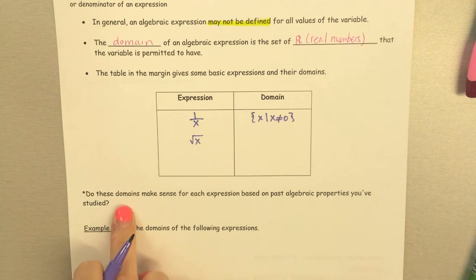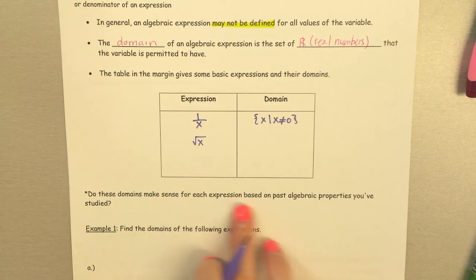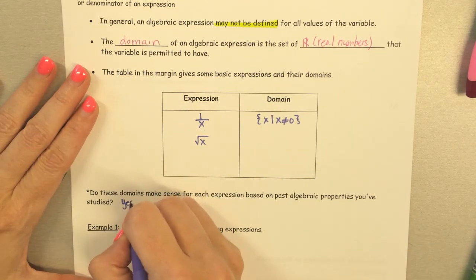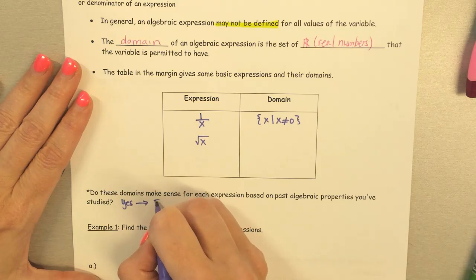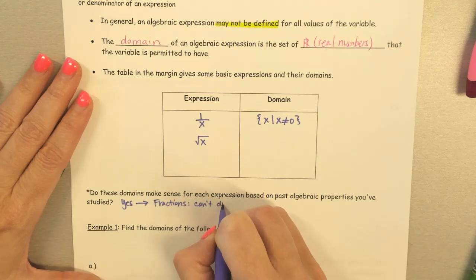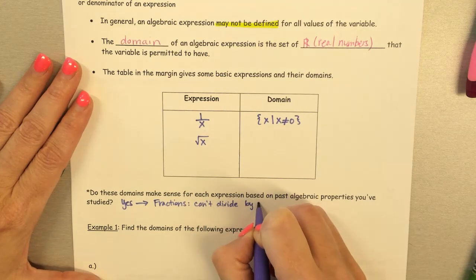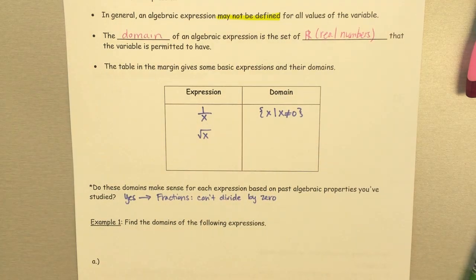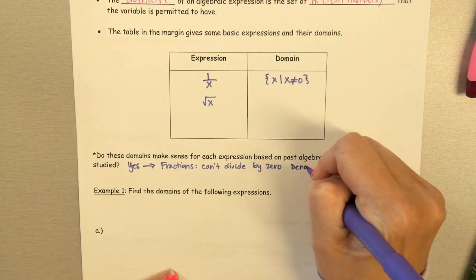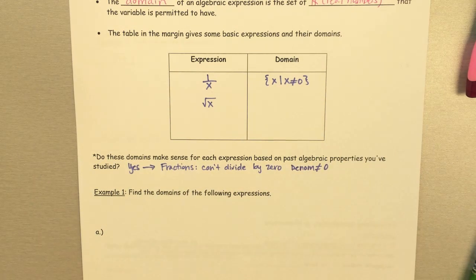And I'm going to kind of jump down here as we talk about this, because it says, do the domains make sense for each expression based on past algebraic properties you studied? Yes. So for fractions, you can't divide by 0. That's where it comes from. So when we're solving, we know the denominator can't be 0. We're going to use that to help us solve. And with an even root, you can't take an even root of a negative.